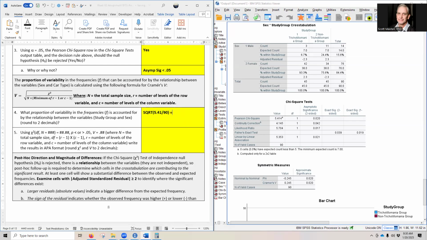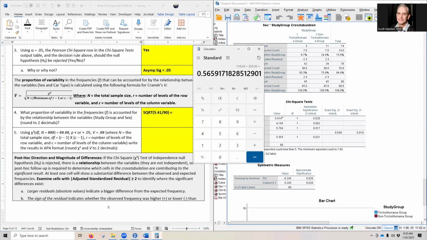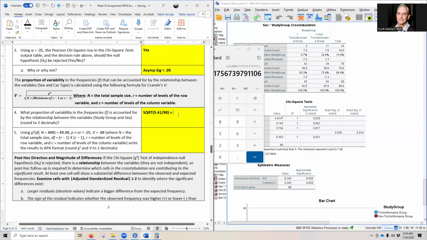So let's see what we get and see if it matches this 0.245. Get the calculator up. It's 5.41 divided by 90, and then the square root is 0.245. That rounds up to 0.25. And down here, 0.245 also rounds to 0.25. So that is our proportion of variability. So 25% of variability in the participants' sex can be accounted for by whether they're in the trich group or the non-trich group.